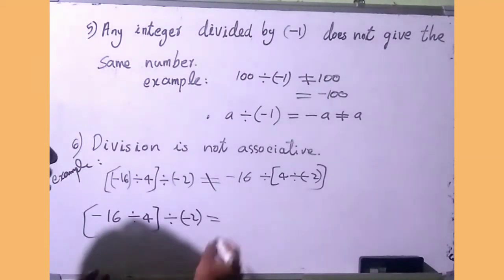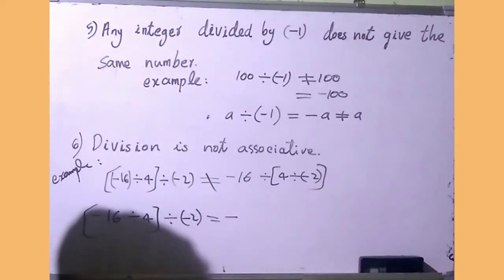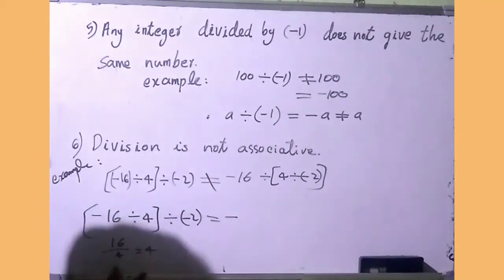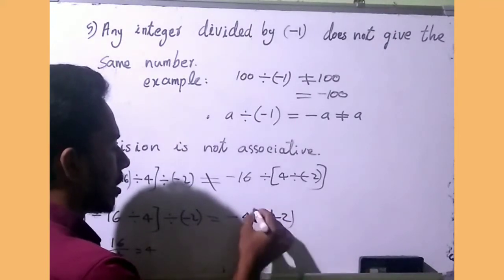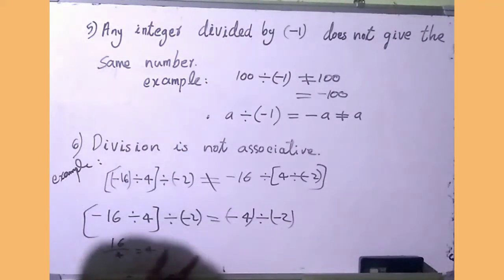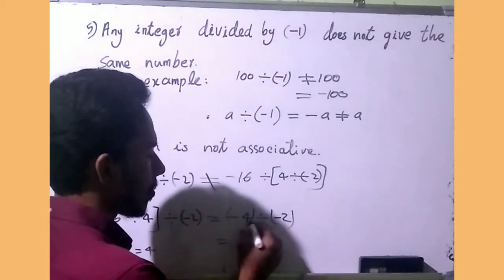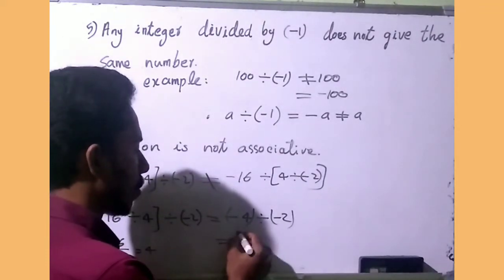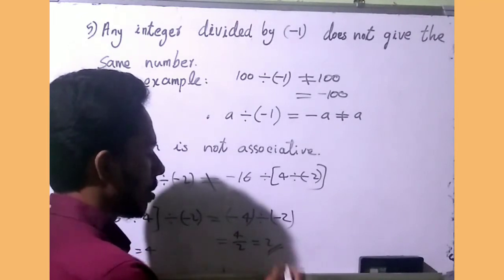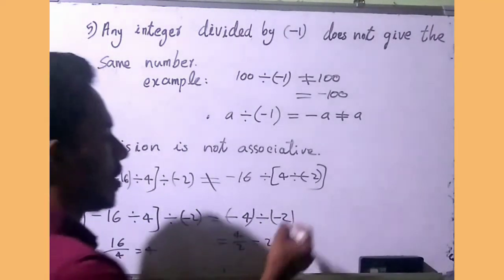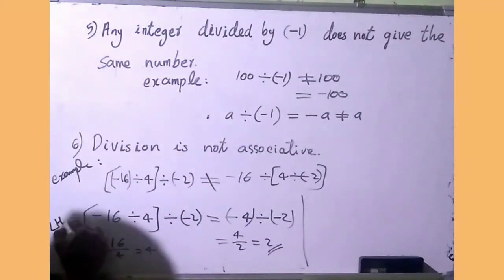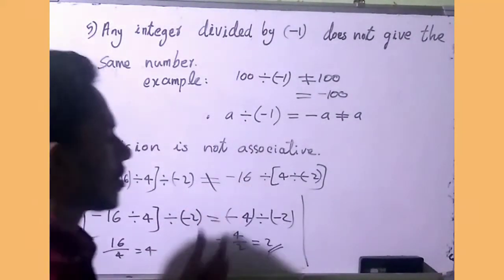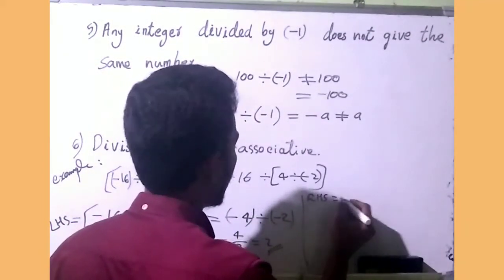So the answer will be negative 16 divided by 4... 60 divided by 4 is 15, so the left side is -15... Following the transcript: 16 divided by 4 is equal to 4. So -4 divided by -2. What's the answer? The minus signs cancel, and 4 by 2 is equal to 2. So here the answer is 2, and this is the LHS, left hand side. Now the RHS.